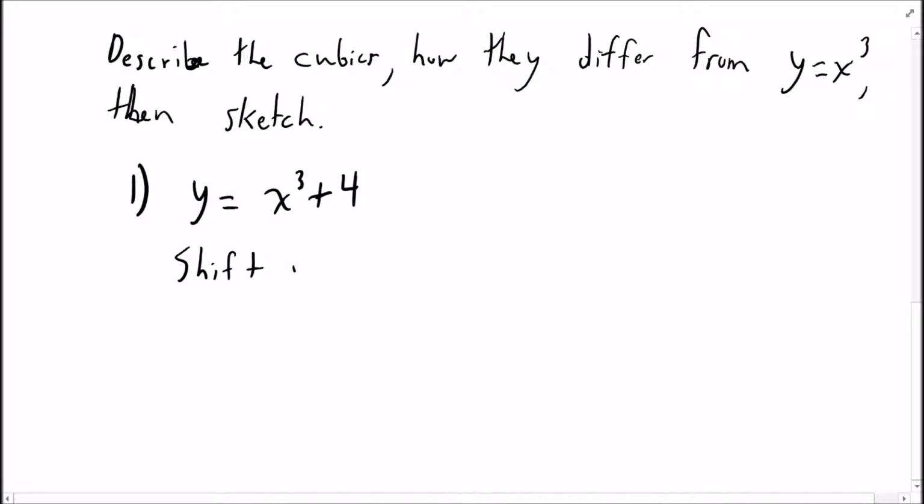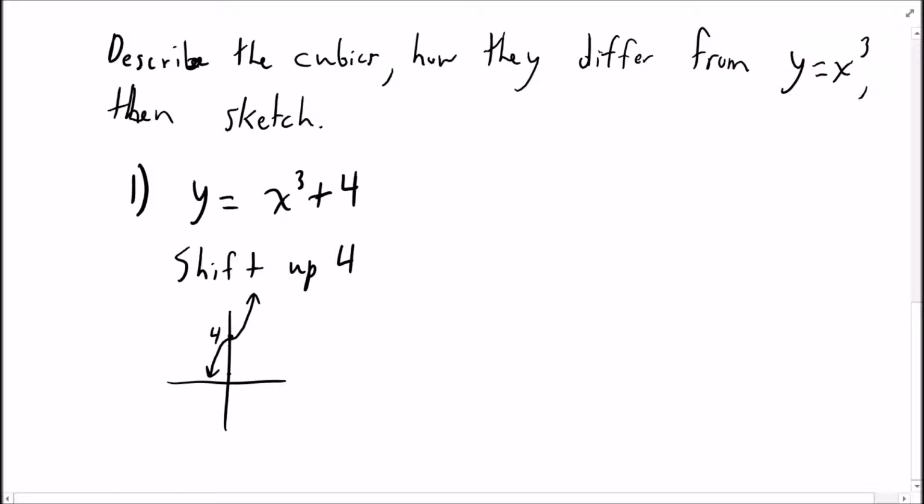A shift up 4. So if this was our standard cubic, instead of it having the inflection point at 0, 0, it would look like that. So it's been moved up. That's at 4.